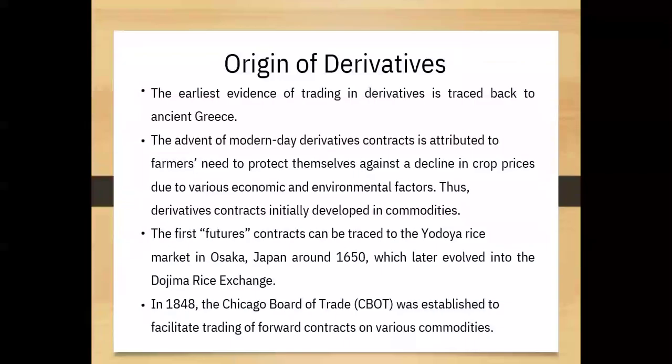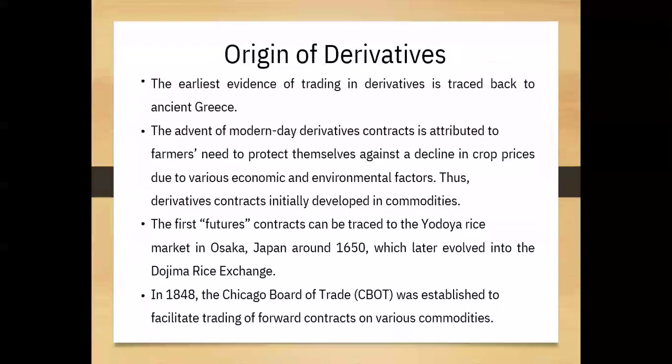Then, how did it originate? The main advent of modern day derivatives contracts is attributed to farmers. The earliest evidence of such trading is traced back to ancient Greece. The first futures contract can be traced to the Yodoya rice market in Osaka, Japan, around 1650, which later evolved into the Dojima Rice Exchange.